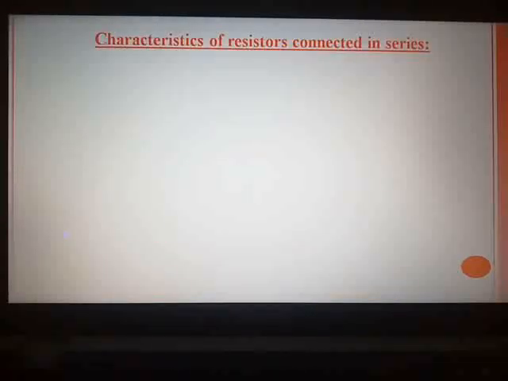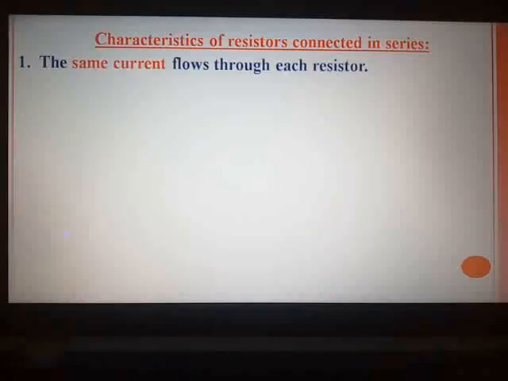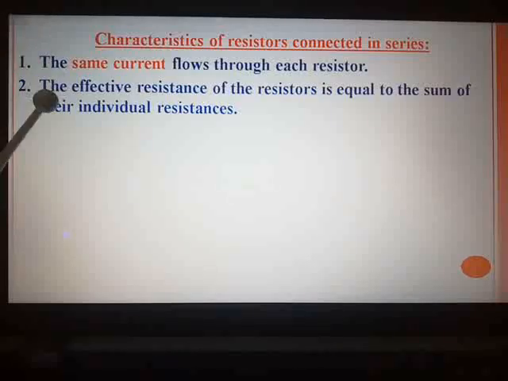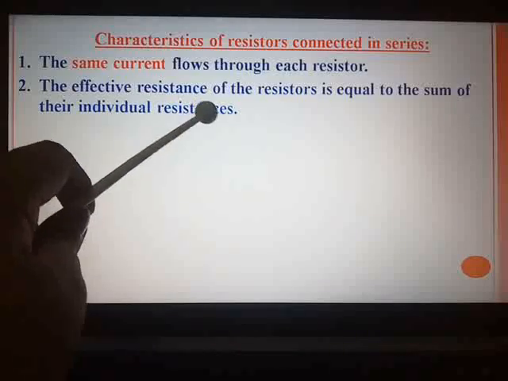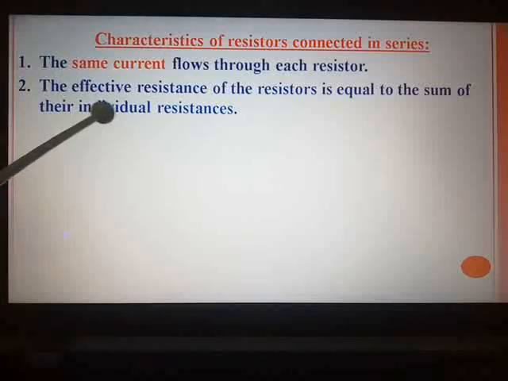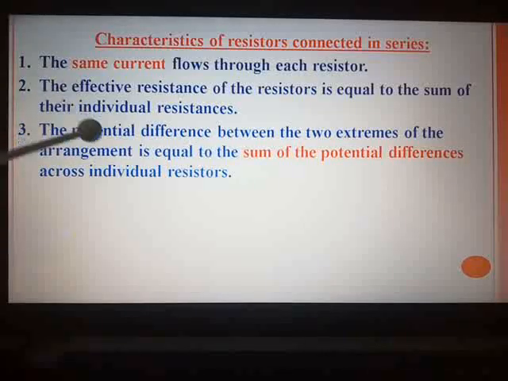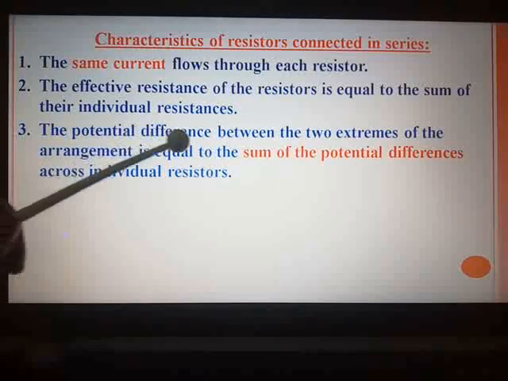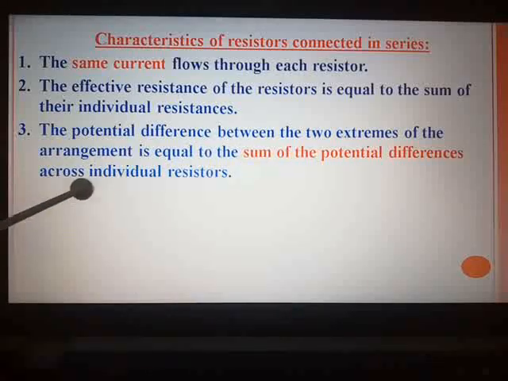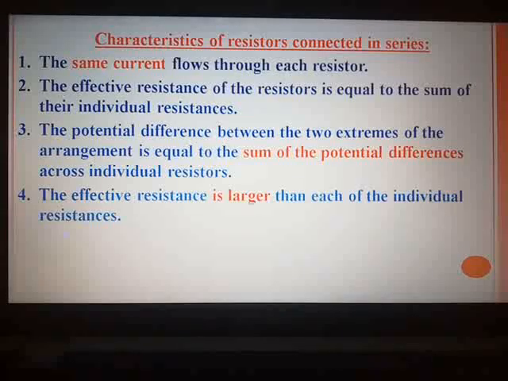Let us have a glance at the characteristics when the resistances are connected in series. The first one we have seen is that the current remains constant, so the same amount of current flows through each resistor. The effective resistance of the resistors is equal to the sum of their individual resistances, so RS is equal to R1 plus R2 plus R3. That is your third characteristic. What about potential difference? The total potential difference is the sum of the potential differences across the individual resistors. V is equal to V1 plus V2 plus V3.